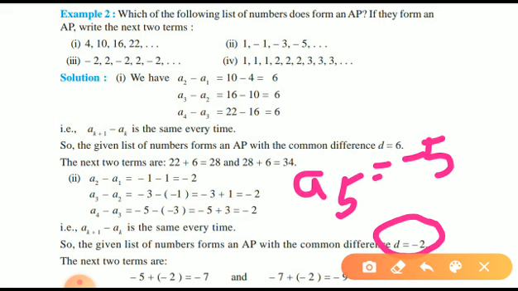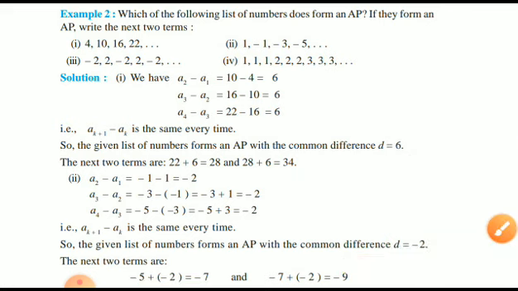What should I do there? Minus 5 plus minus 2. That means I will get minus 7. And the next term, that is A6, will be minus 7 plus minus 2. So the next term will be minus 9. Hope this is clear to you.